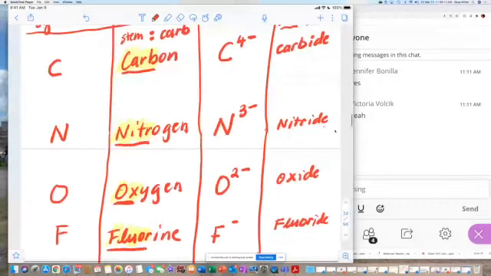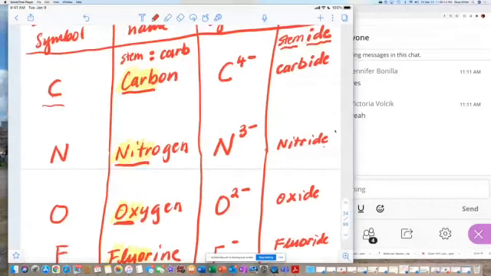So once again, don't confuse the element with the ion. The ion is the one that has the imbalance of charge. The behavior usually is very different. The chemical phase even changes when it goes from the element to the ion.